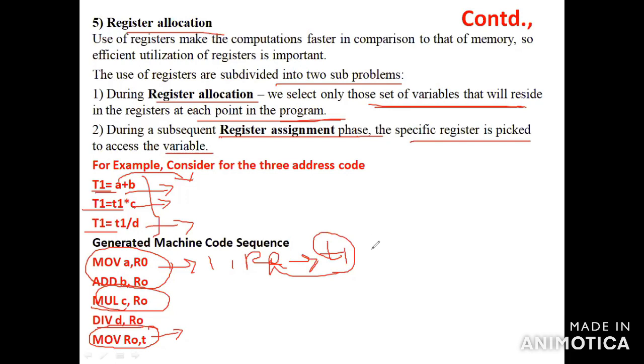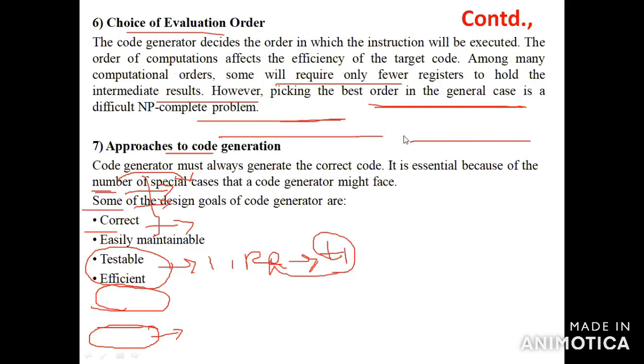Okay. The first one is the issues in the design of the code generator. We have first, input to the code generator. Second, target program. Third, memory allocation. Fourth, instruction selection. Fifth, register allocation. What about the next one, the sixth one? Choice of evaluation order. The seventh one is approaches to code generation.